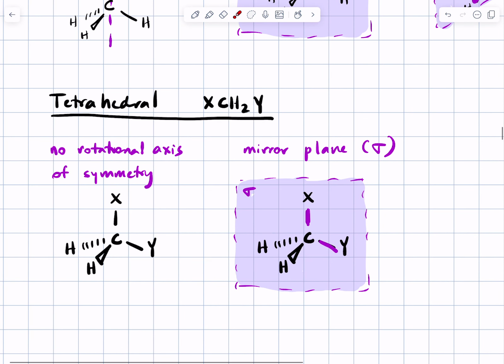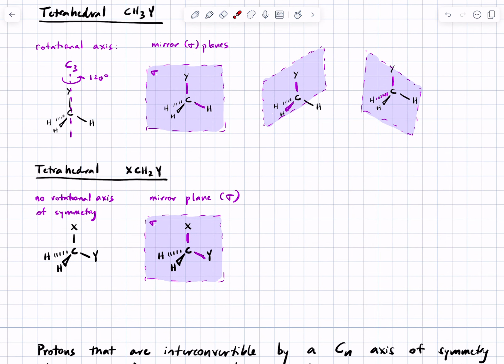Finally, if you look at a CH2 group that's attached to 2 other things, there's no rotational axis of symmetry, but there is a mirror plane. If you align it with these 2 bonds, the proton in the front and the proton in the back are reflections of each other. Okay, so that's a crash course in rotational symmetry and mirror symmetry. You got to think about both of them. Now, what kinds of groups are identical?